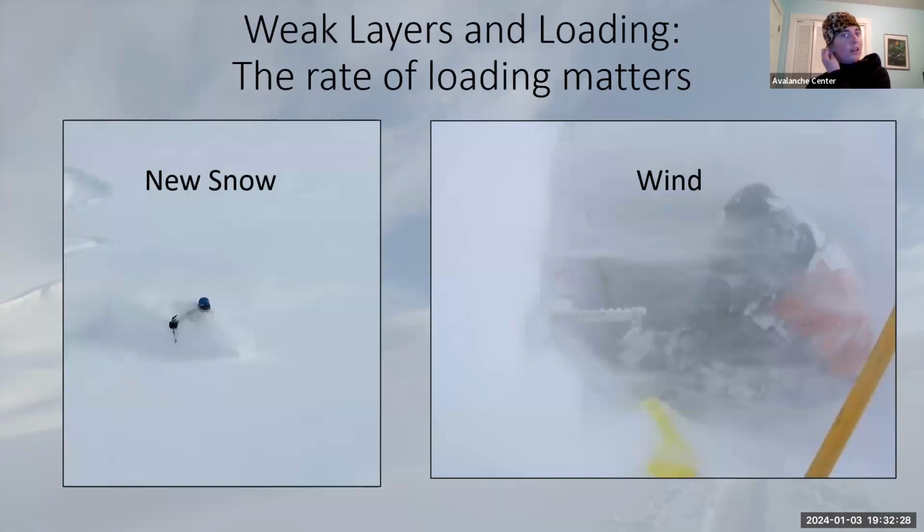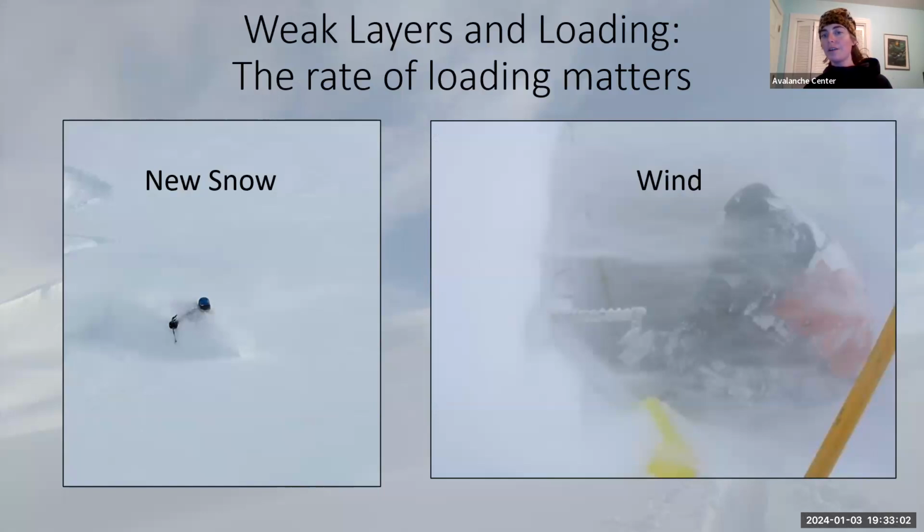So this relates to both the new snow avalanche problems and the persistent problems. When we load a snowpack quickly, we're going to get instability, whether that's a bunch of new snow or a bunch of water. If the snow comes in really heavy, it's going to have more water in it. If we load a snowpack quickly, we're going to see instability.